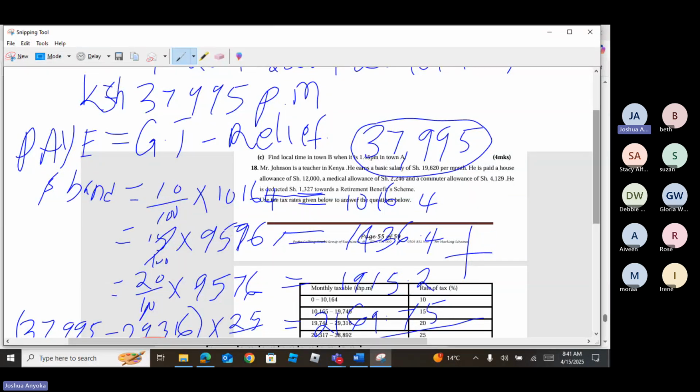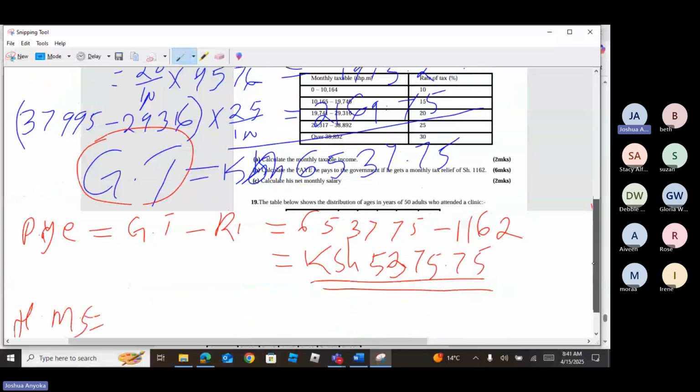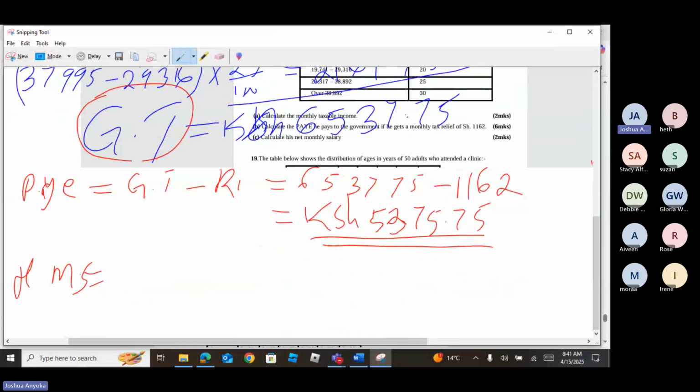This person is earning a basic salary 19,620. Is earning house allowance 12,000. Is earning medical allowance 2,246. Is also earning commute allowance 4,129. We don't have any other earning. So this one we add up and we get 37,995. That is the amount this person is earning. You get back to the question and recalculate the total earnings.